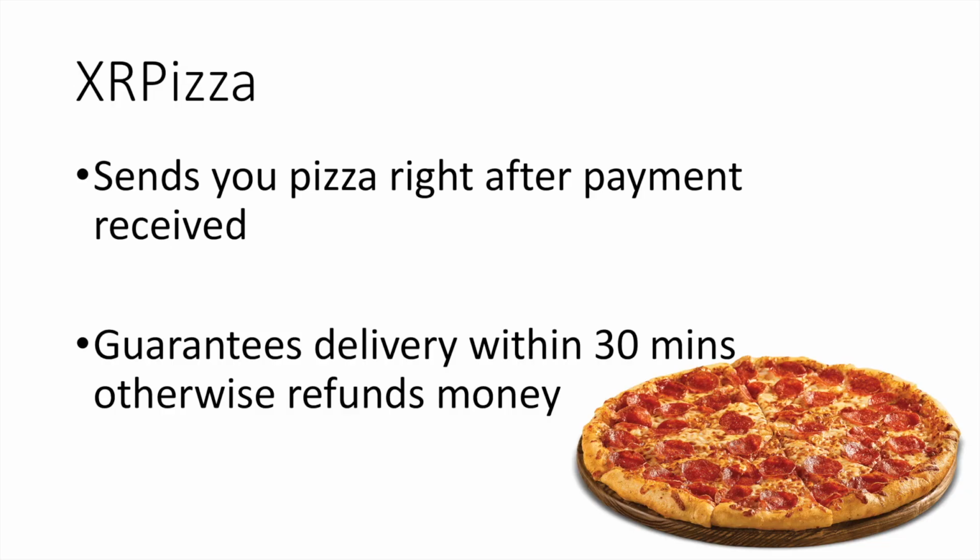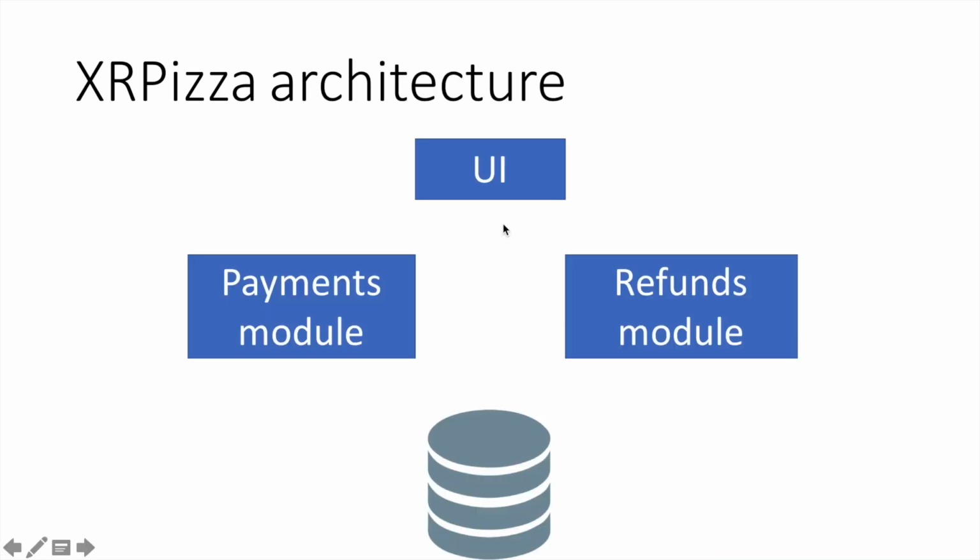In the previous video I showed you the high-level concept of our contract on Codius. XRP is a website that accepts payments in XRPs and guarantees delivery within 30 minutes, otherwise it refunds the money. Let's have a quick overview of the XRP architecture.